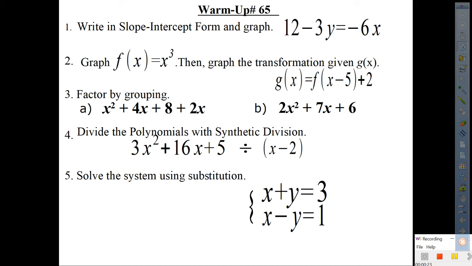From there, they give us number three to factor by grouping. 3a is x squared plus 4x plus 8 plus 2x. And b is 2x squared plus 7x plus 6. For number 3b, you may use the shortcut to see if you can factor using that. Number 4 says divide the polynomial by synthetic division. They give us 3x squared plus 16x plus 5 divided by x minus 2. And number 5, solve the system by substitution. And they give us two equations, linear equations, x plus y equals 3 and x minus y equals 1.